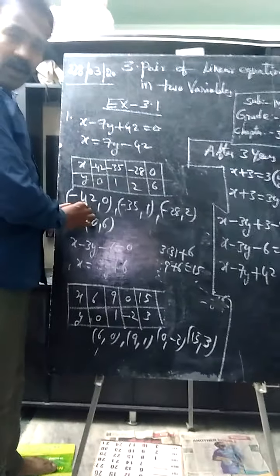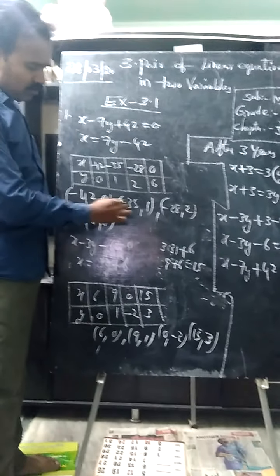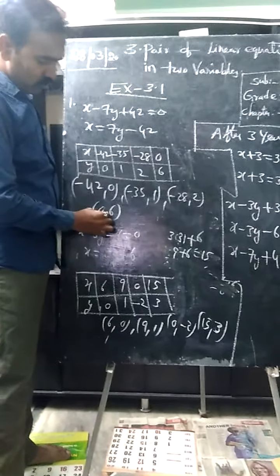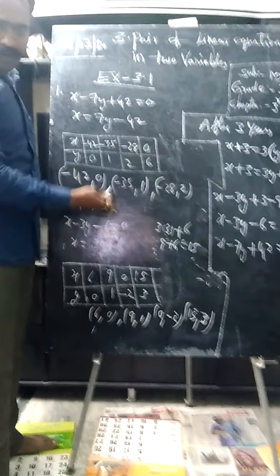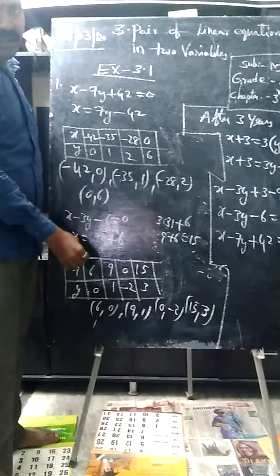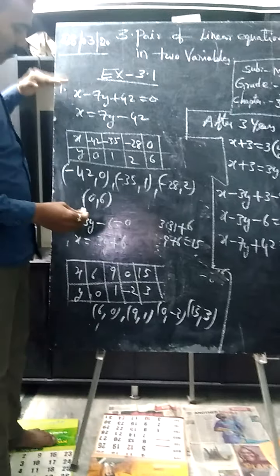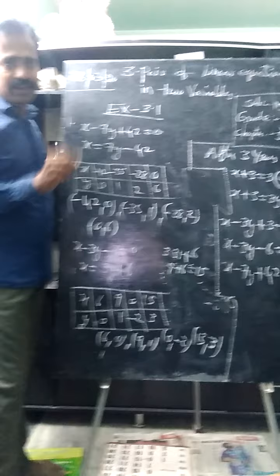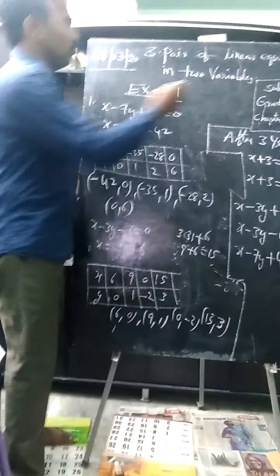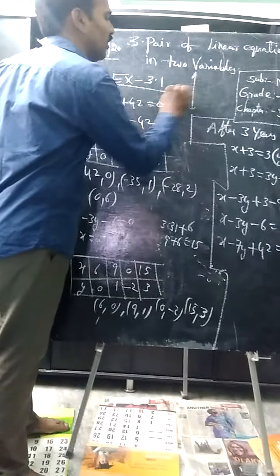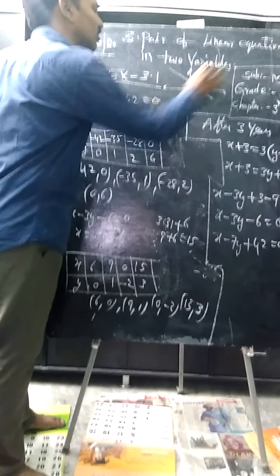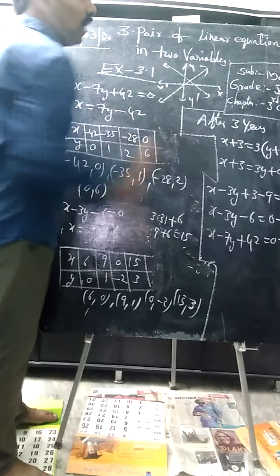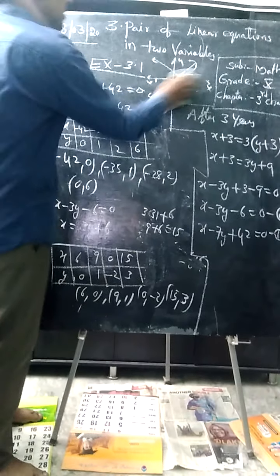So here plot minus 42 comma 0, minus 35 comma 1, minus 28 comma 2, 0 comma 6 on the graph. One line you will get, and this one also one line you will get. So here, if you observe, you will get intersecting lines, because it contains one unique solution. So if you plot and represent graphically, you will get intersecting lines like this.